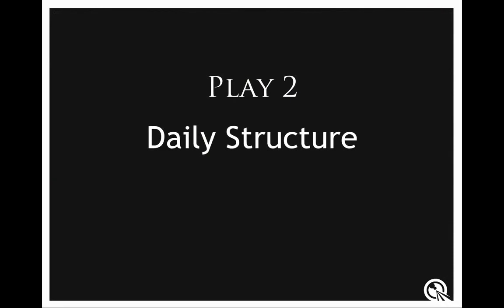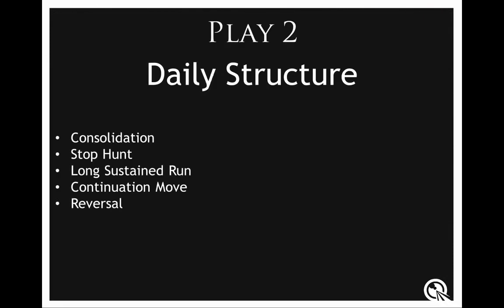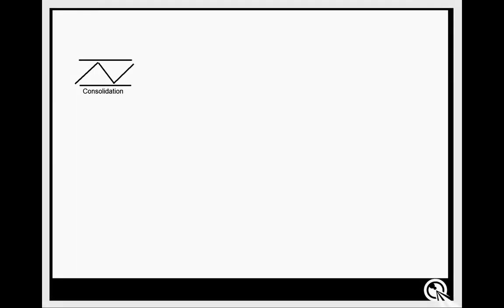Play number 2, the daily structure. Here are the components of our daily structure or play number 2. It's consolidation, followed by a stop hunt, a long sustained run, an opportunity to get in on the continuation of the move, and then the reversal. Here's our consolidation. We get a stop hunt to the top side.